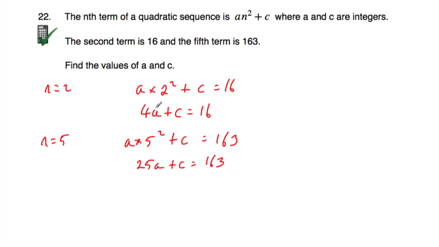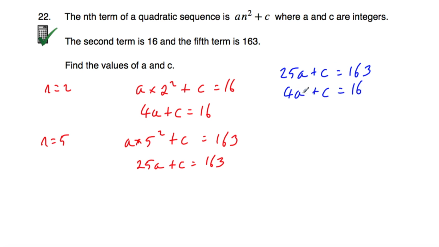So we've now got 4a plus c is 16, and we've got 25a plus c is equal to 163. So they're two simultaneous equations, and we can solve them to find the values of a and c. So let's do that. Let's write our two simultaneous equations together. I'm going to write this one above the other one because these have got larger numbers, and that's going to be quite useful. So let's write that out. 25a plus c is equal to 163, and we've got 4a plus c is equal to 16.